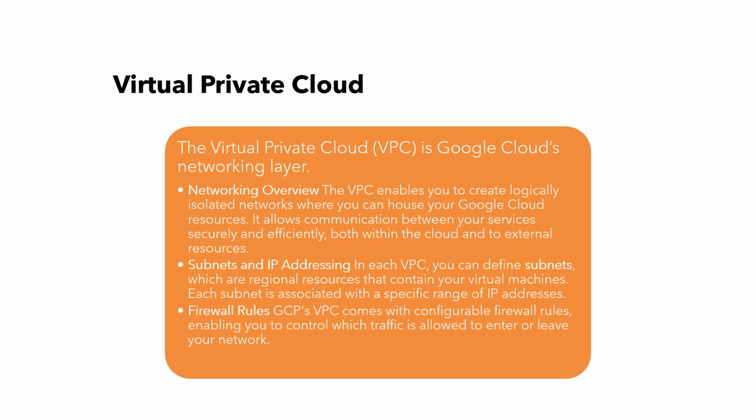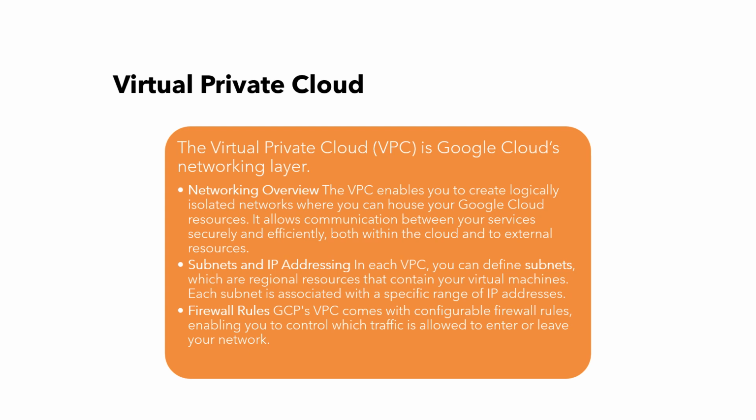One important feature of GCP VPCs is their flexibility. You can create custom mode VPCs, where you manually define subnet IP ranges, or opt for auto mode, where GCP automatically creates subnets across all regions with pre-allocated IP ranges.